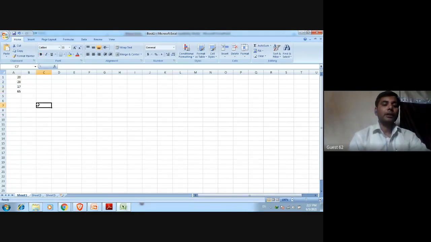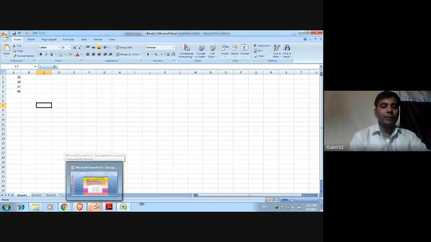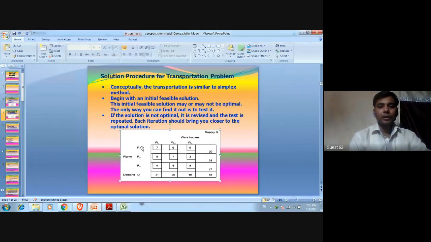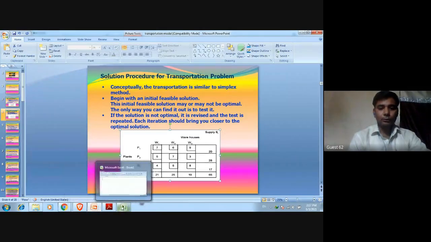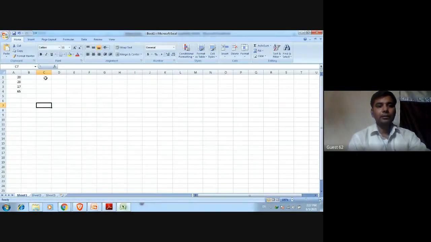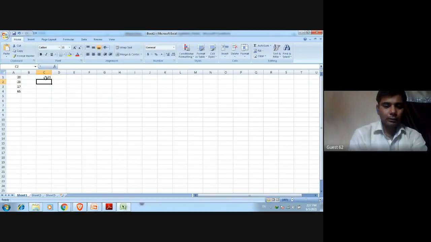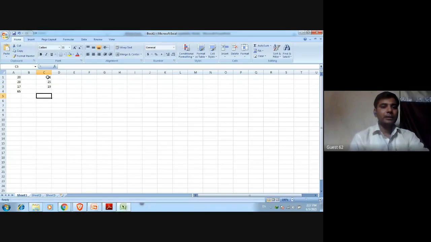Now, let us see the requirement of all the warehouses. Requirement of warehouse 1 is 21, warehouse 2 is 25 and warehouse 3 is 19. So 21, 25 and 19. Let us see how much they require. This is also 65. So let's see it.